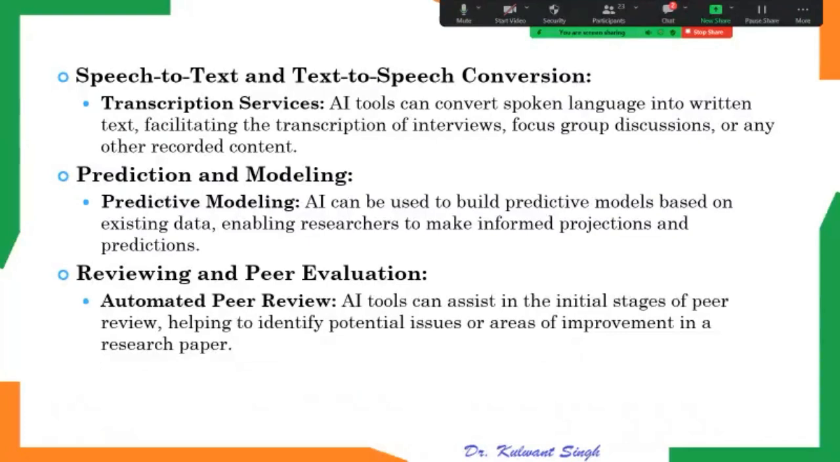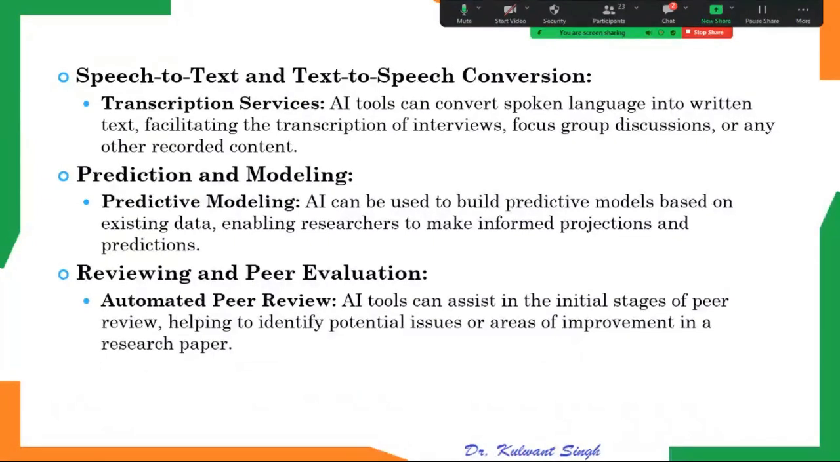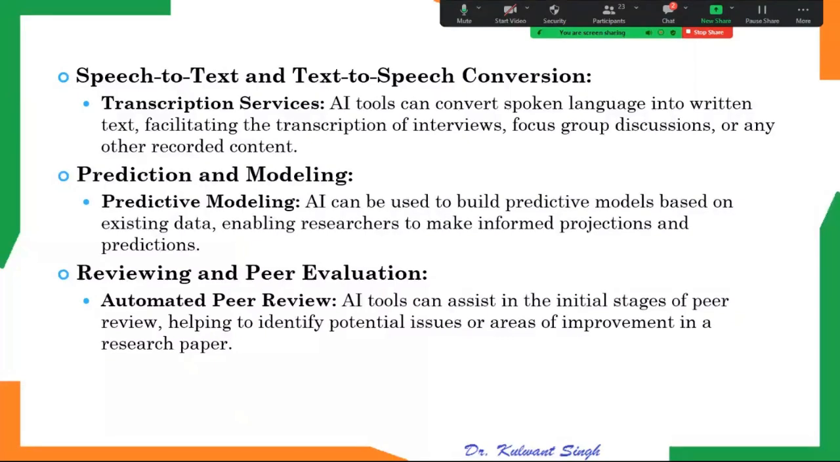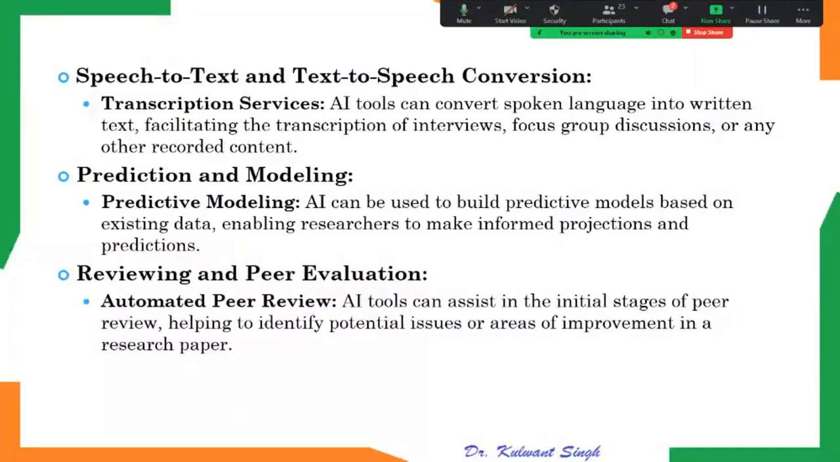And reviewing and peer evaluation. AI tools can be used for the initial stage of peer review, helping to identify potential issues and areas of improvement in research papers or any other research document. These tools can be used for validating any methodology and checking the credibility of any sources. So these are the major scopes or areas where a researcher can use AI tools.